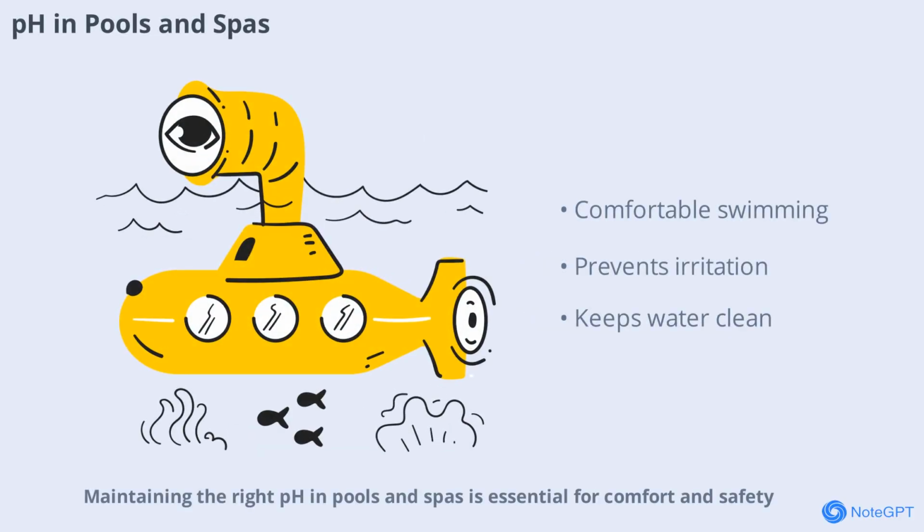Maintaining the right pH in pools and spas is essential for comfort and safety. If the pH is too low, water can irritate skin and eyes. If it's too high, it can cause scaling and reduce the effectiveness of disinfectants. Pool owners regularly test and adjust pH to keep water clean and pleasant for swimmers.